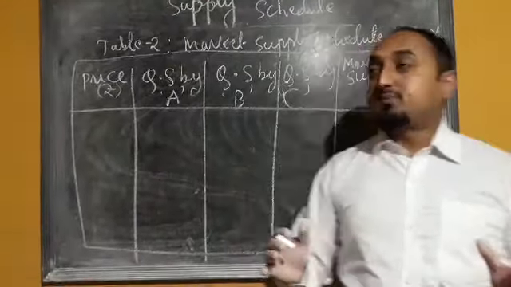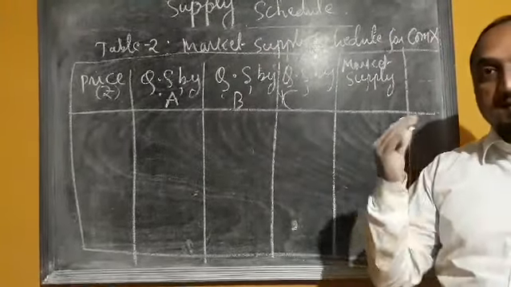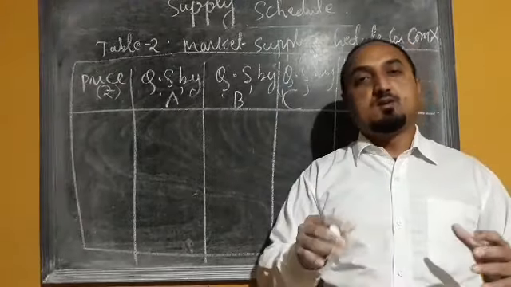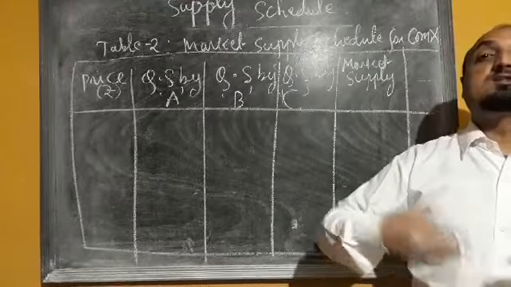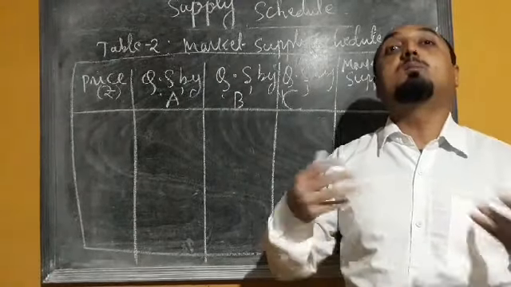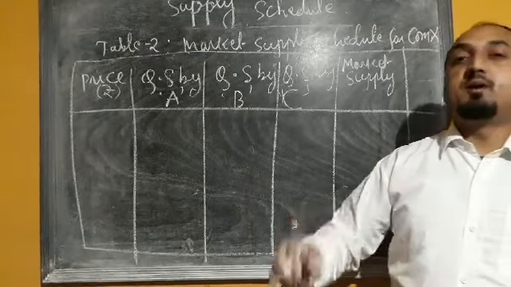Okay, so next explanation we are going to discuss this market supply schedule. As I said, what is a market supply schedule? It is also a tabular statement where we can see the various quantities being supplied by all the producers at different prices during a given period of time.